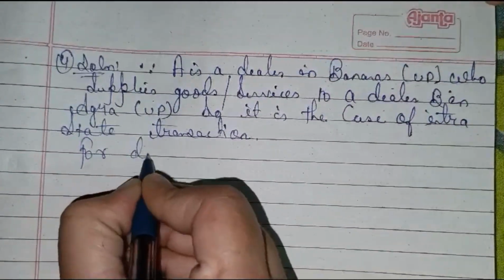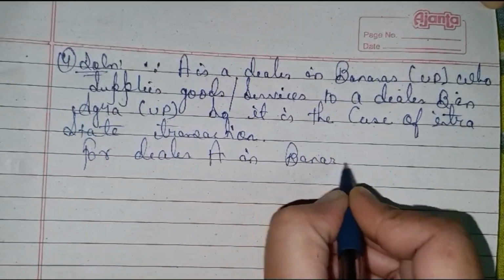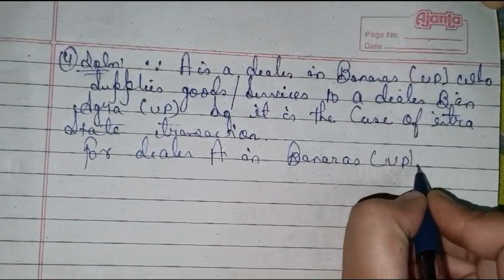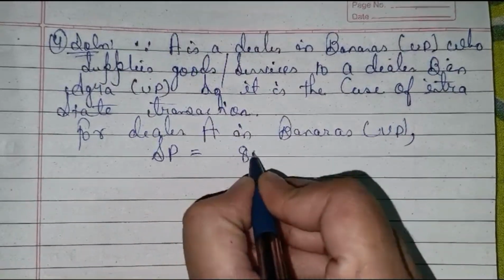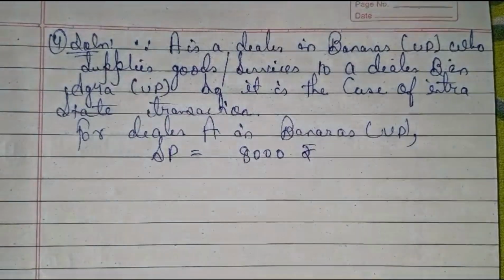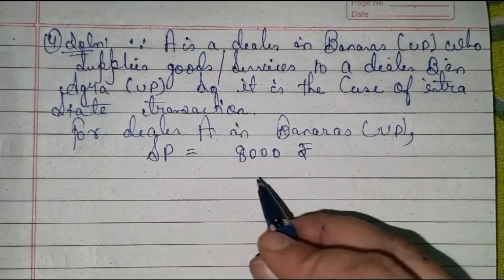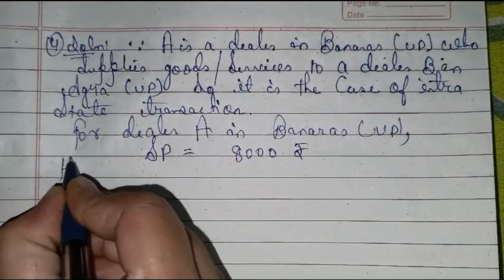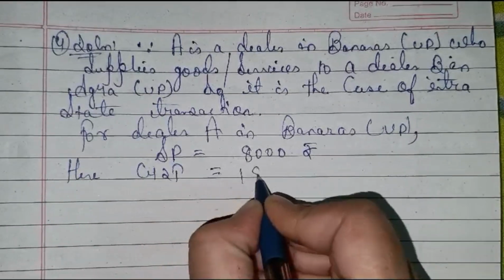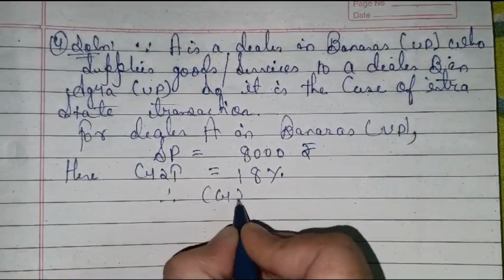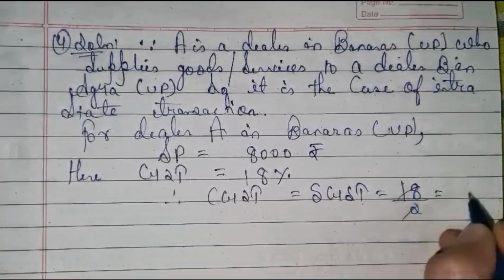For dealer A in Banaras, UP, selling price equal to 8,000 rupees. Since it is a case of intra-state transaction, we need to calculate CGST and SGST. Here GST equal to 18%. Therefore CGST equal to SGST equal to 18 by 2, that is 9%.